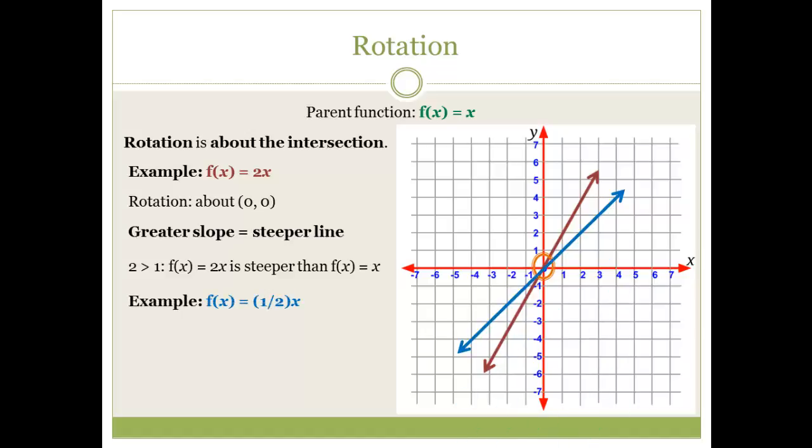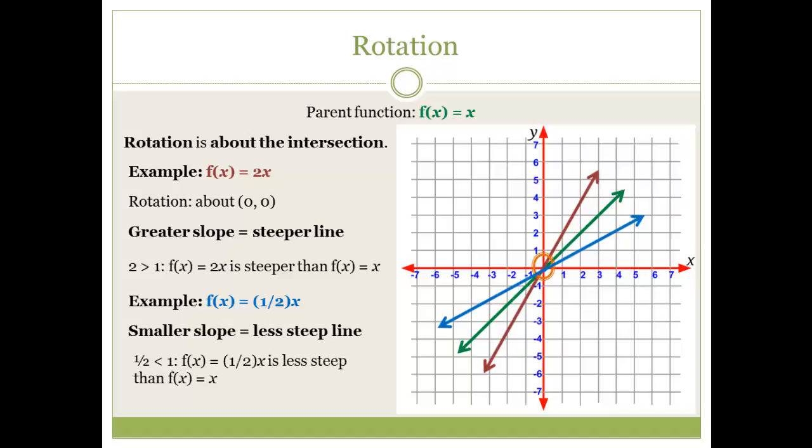Another example is the function f of x equals half x. This has been rotated from our parent function f of x equals x because it has a smaller slope, meaning the line is less steep. This slope of half is actually less than 1, so the slope has gotten smaller or closer to 0. This rotation is still about the point 0, 0 because both equations share this point.